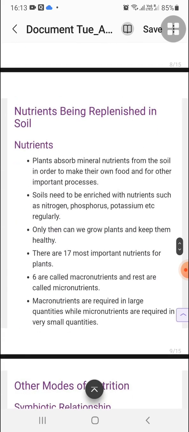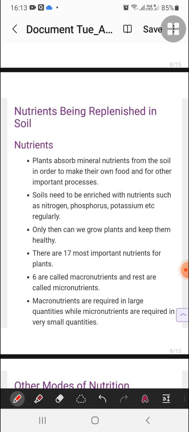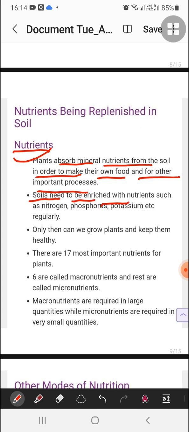Next, nutrients being replenished in soil. What are nutrients? Plants absorb minerals and nutrients from the soil in order to make their own food. And for other important processes, soils need to be enriched with nutrients such as nitrogen, phosphorus, potassium, etc. Only then can we grow plants and keep them healthy.